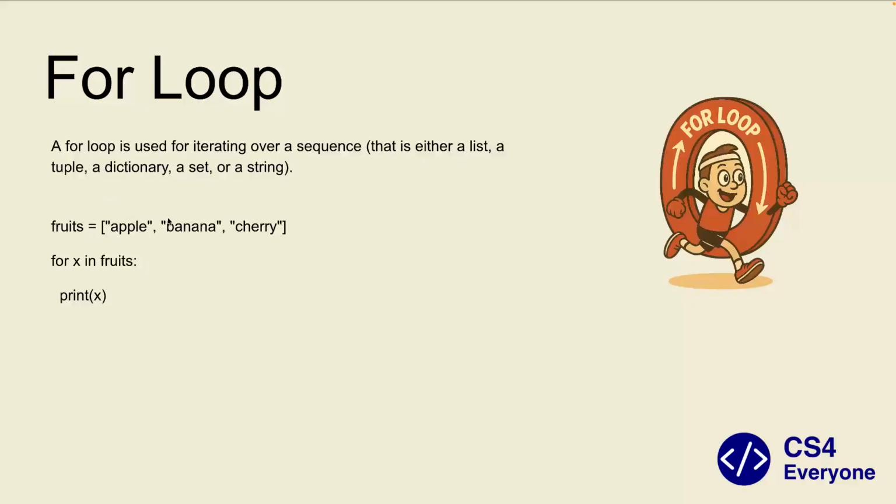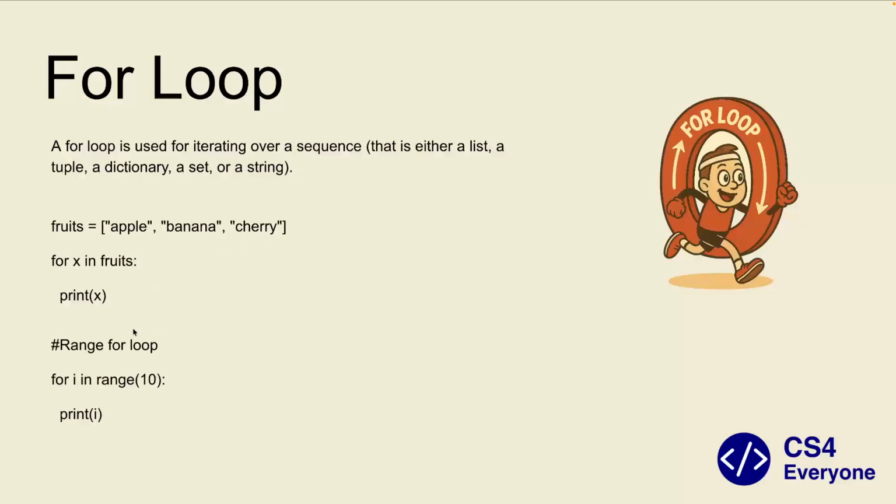Then the second item in fruits is banana. So x will then contain the value banana, and print x will print banana. The third item in the list is cherry. So x will contain the value cherry, and print x will print cherry. And those three items, apple, banana, and cherry, in that order, therefore will be printed.